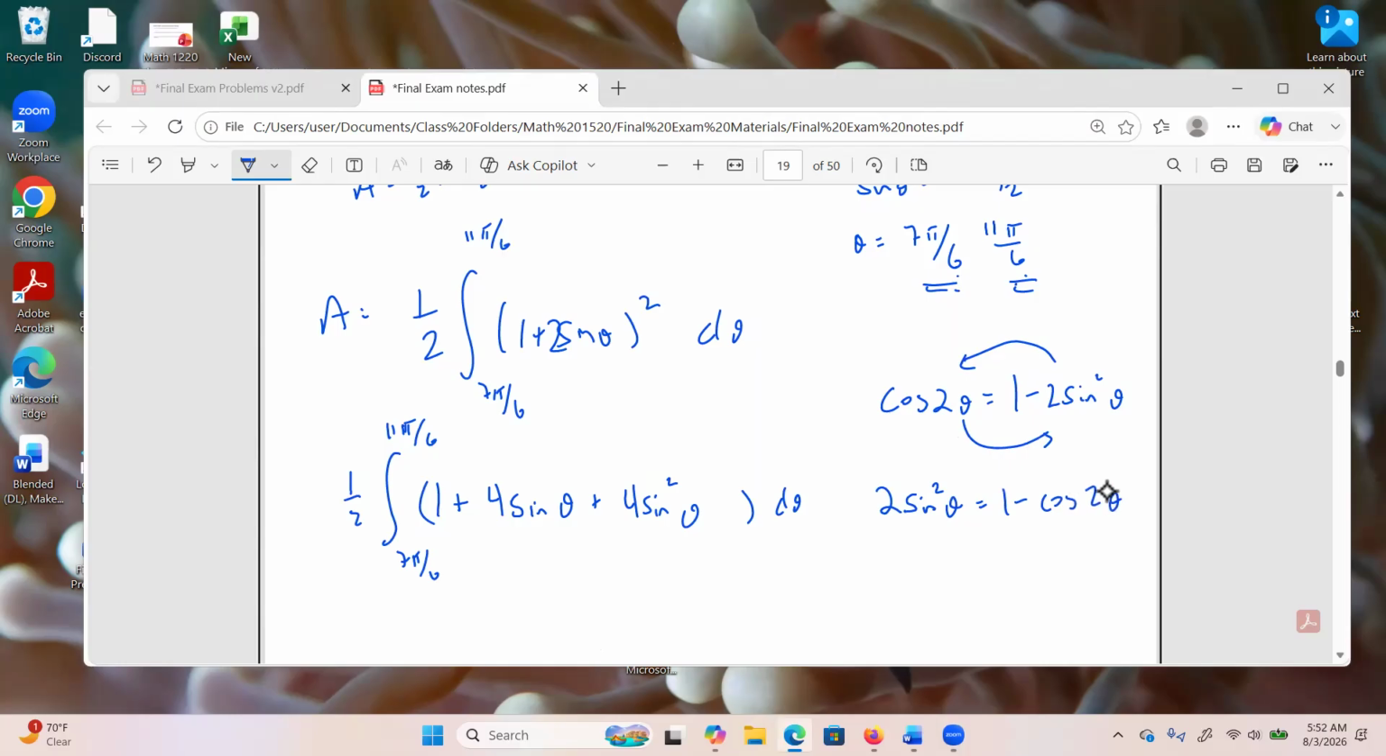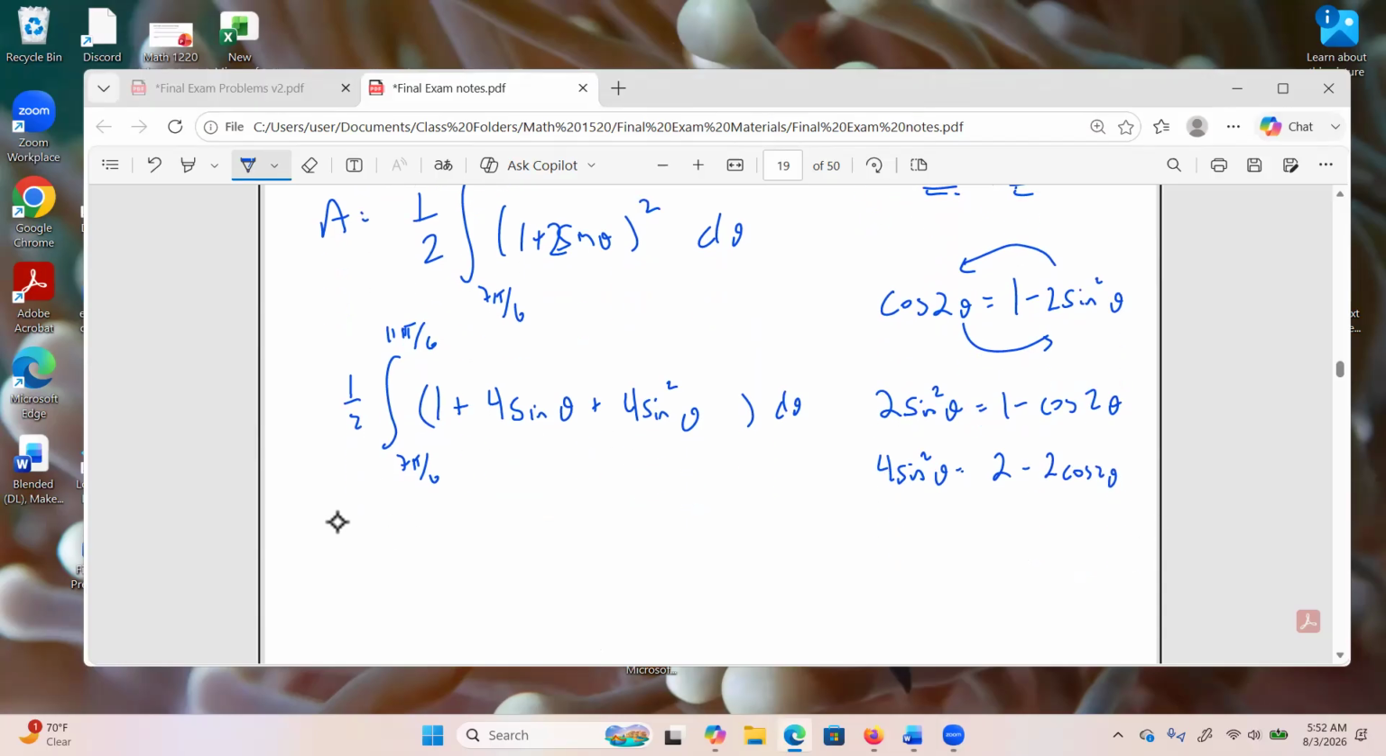And since we need 4 of them, I'm just going to multiply by 2. So we have 4 sine squared theta is equal to 2 minus 2 cosine 2 theta. And that's what we're going to do with that. So here we have 1/2 integral 7 pi over 6 to 11 pi over 6 of 1 plus 4 sine theta plus 2 minus 2 cosine 2 theta d theta.